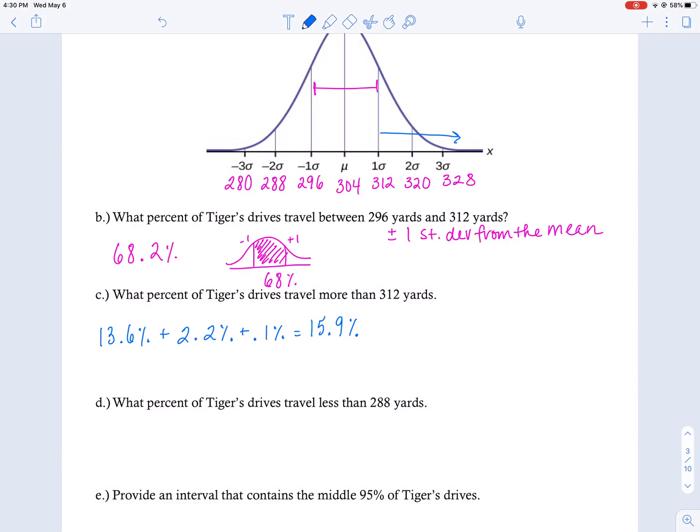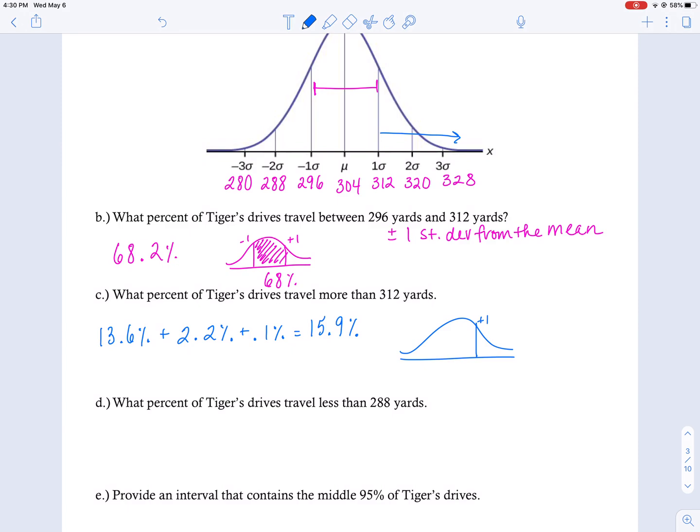Now, what's your other way to explain that or show that? If you think about your curve, okay, and it's everything above your first standard deviation.